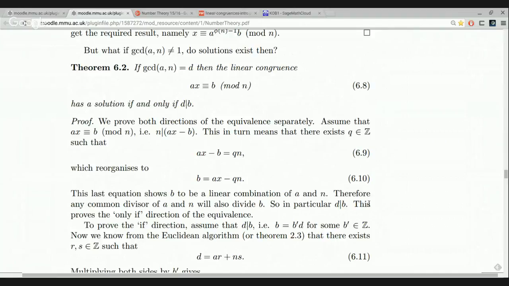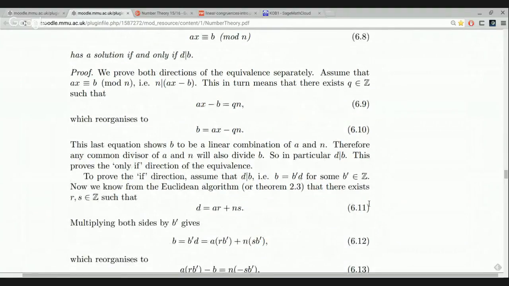So we're assuming solutions exist, and then we get the existence of Q. So here's a linear combination which exists under the assumptions at play at the moment. A linear combination of A and N, which gives you B. But then facts we already know about divisibility then say that any common divisor of A and N, any number that divides both A and N, well, it has to divide B as well. It's going to divide the right-hand side. The right-hand side is a linear combination of A and N, so it must divide the left-hand side. Okay? So that's one direction of the proof.